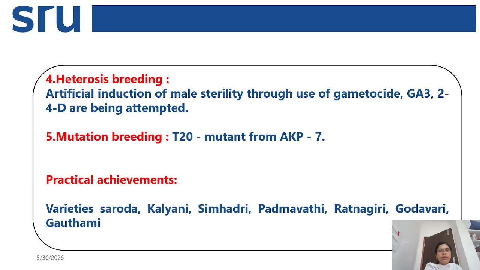Next is heterosis breeding. Artificial induction of male sterility through the use of gametocides, that is GA3 to 4DR, is being attempted in case of ragi. And next is mutation breeding, that is the T20 mutant from AKP7. And next, coming to the practical achievements, here you can see varieties like Sarada, Kalyani, Simhadri, Padmavati, Ratnagiri, Godavari, and Gautami. These are the most important varieties of the ragi crop.